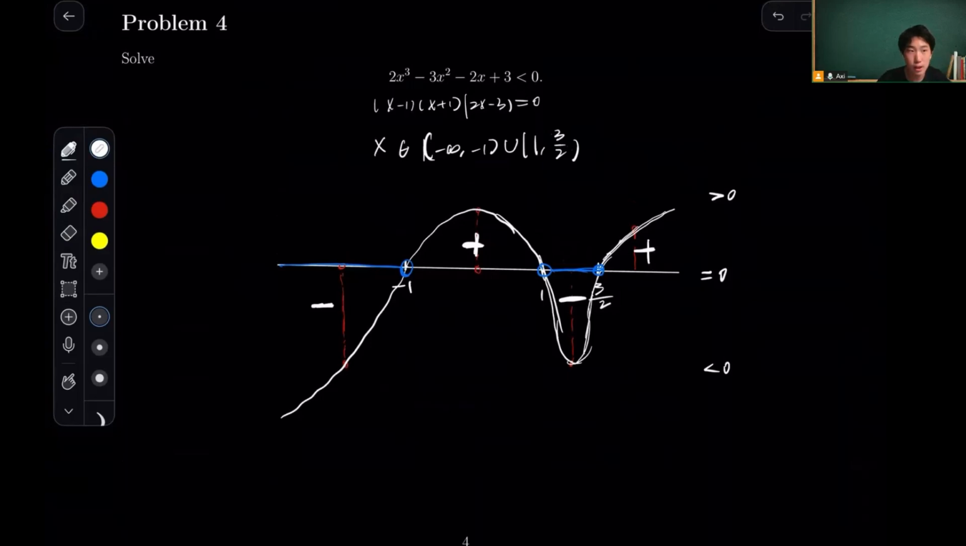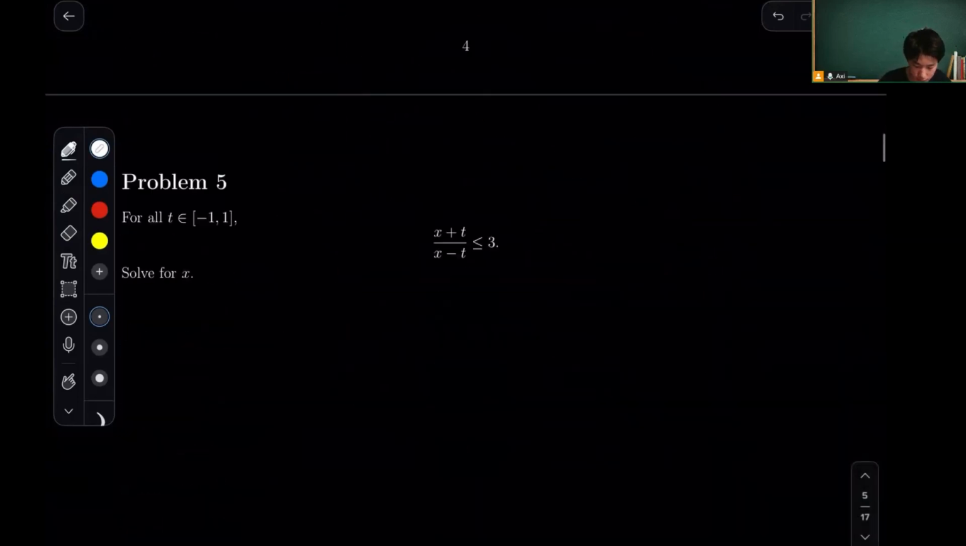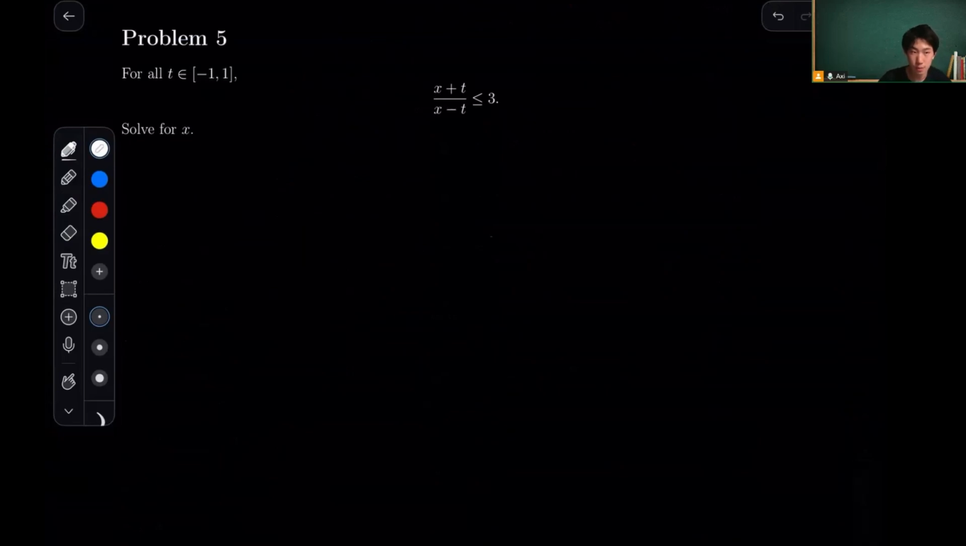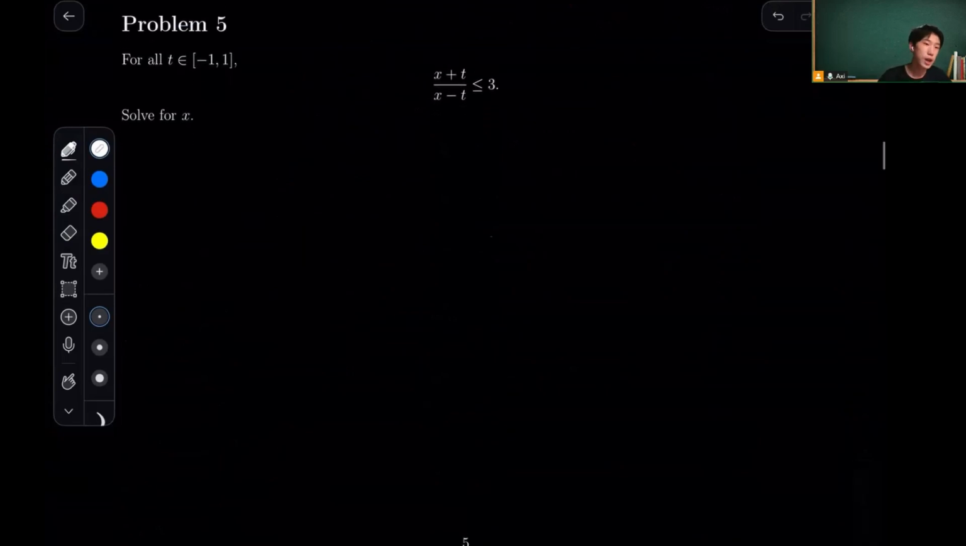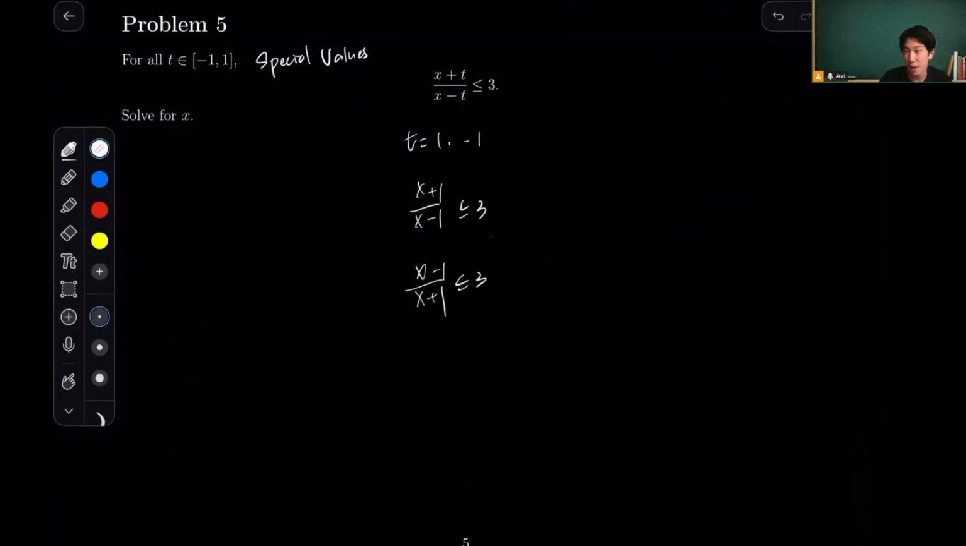So we're basically done solving basic inequalities. However, sometimes inequalities can be a little tricky, especially when a parameter appears. And here I'm just going to give a brief explanation of what you can do when parameters appear, and that is special values. For this case, plugging in t equals 1 or -1, we obtain two different equations, and combining the parts which satisfy both equations, you can solve for x.